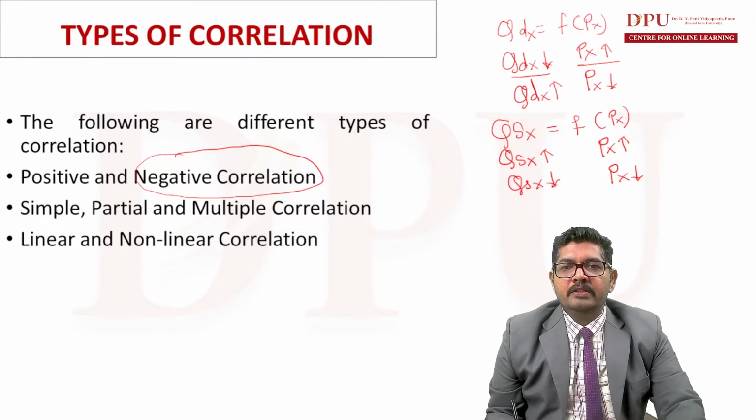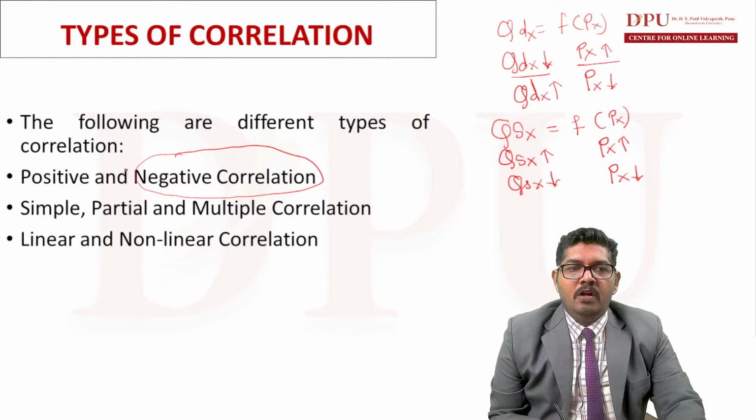So there is a movement in the same direction. If the price moves up, quantity supplied also moves up. So movement in both of these variables is in the same direction, and that's why these two variables are called positively correlated, right? Because movement of these two variables is in the same direction.